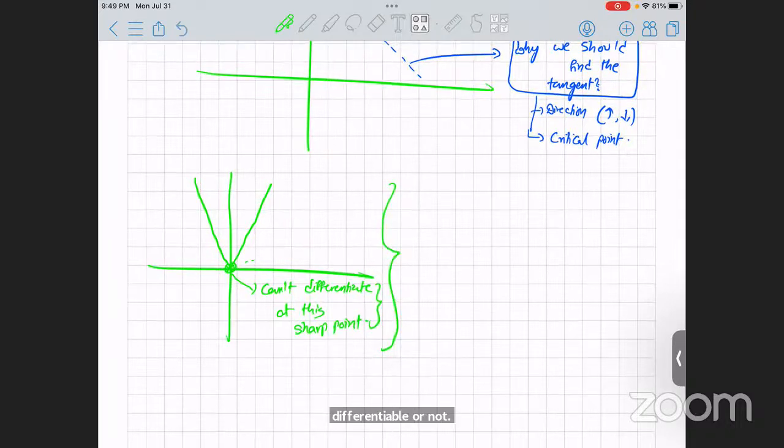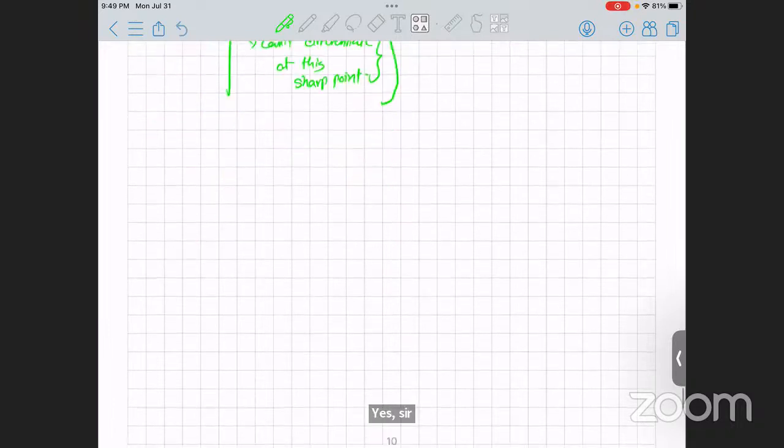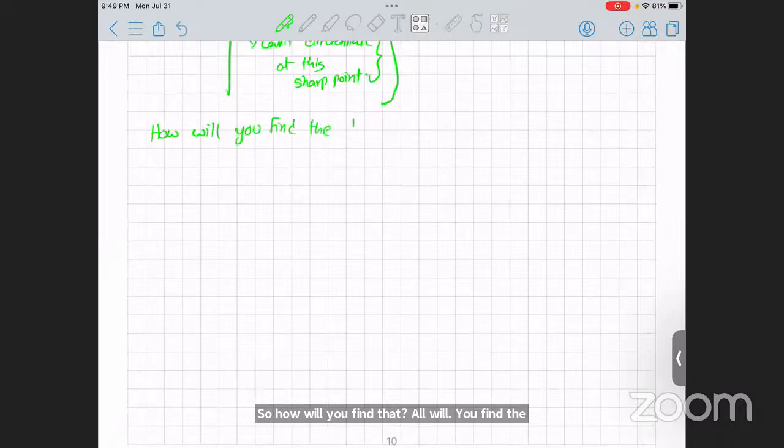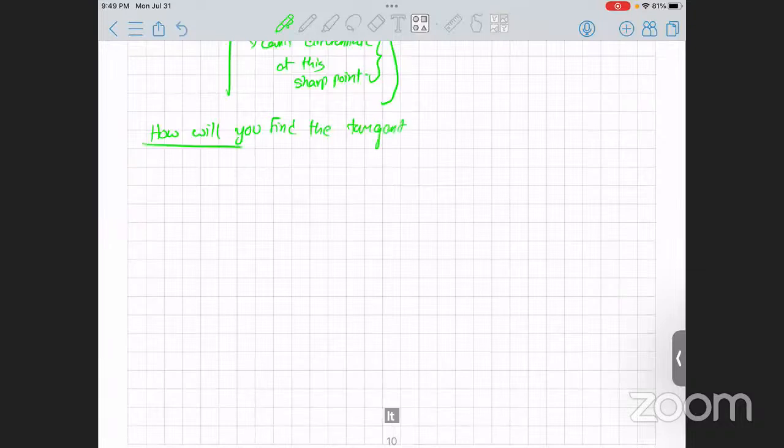How will you find the tangent? Differentiate the curve and find the slope. Sir, if a curve is itself a straight line, then what is the tangent? That same line, sir. Listen carefully.